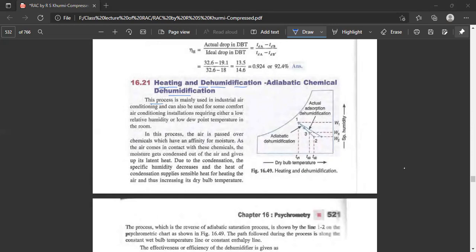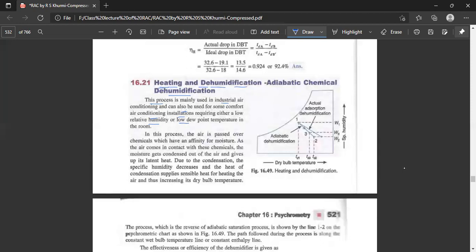Today, let us discuss the process of heating and humidification in adiabatic chemical dehumidification. This process is generally used for industrial air conditioning and now also for some comfort air conditioning installations requiring either a low relative humidity or a low dew point temperature in the room. In this process, what is going on?